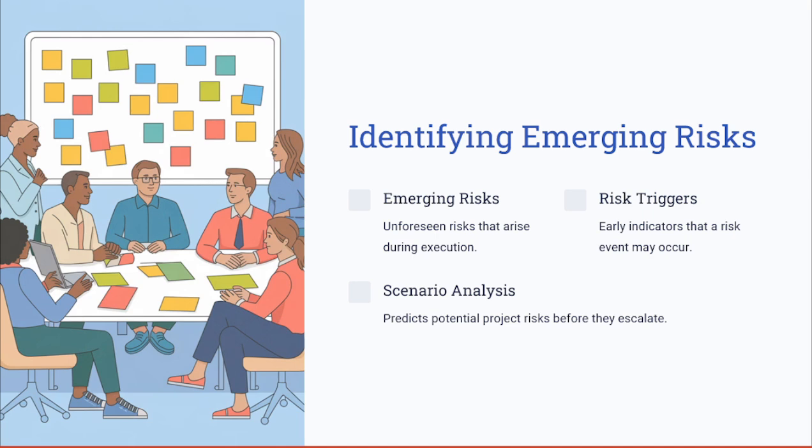And the key concepts we are going to cover here are, first, the emerging risk, as we said, which is unforeseen risks that could arise during project execution and were not identified earlier. Also, the risk triggers. A risk trigger means the early indicators that the risk event may occur. It says that in case that indicator or that event happens, this could be called the risk trigger. Scenario analysis, as the third concept here, is where you predict the potential project risks before they escalate.